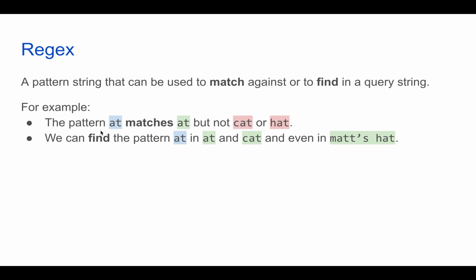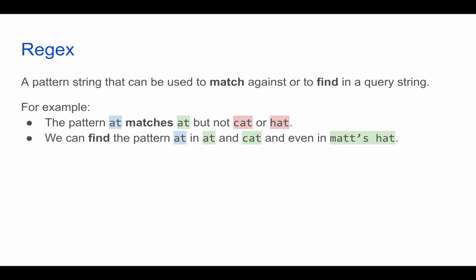However, you can also ask to find the pattern inside a longer string. So alternatively, AT is in at, and it's also in cat, and it's also in Matt's hat, right? And so basically, find says, can the pattern be found in a substring of the query? Whereas you can also ask in the first situation, does the pattern fully match a query string, right? So the first one is fully matched, the second one is whether there's a substring that matches, okay? So these are the two different questions that can be asked.